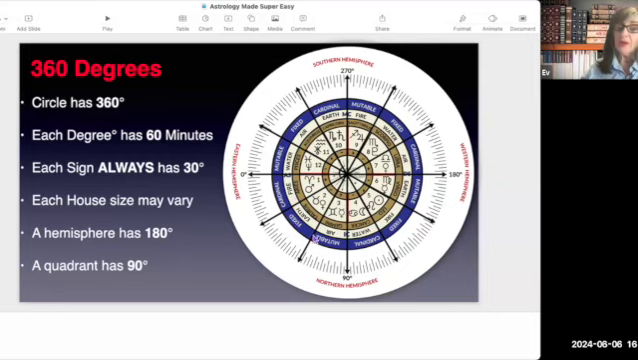So the modalities are rotating, and so are the elements. So learning the elements and the modalities, which are the building blocks of the signs, and if you learn those keywords and what they mean, you will get a real good understanding of the signs and the houses, and we'll get to the ruling planets in a moment.